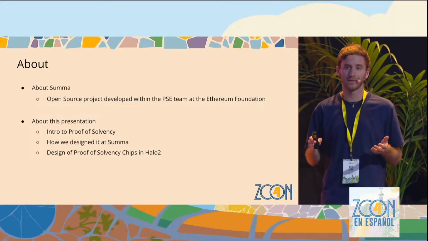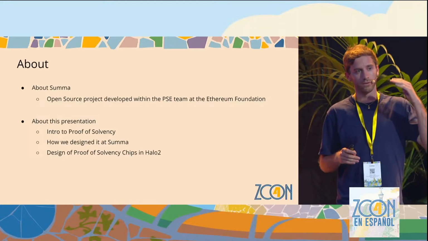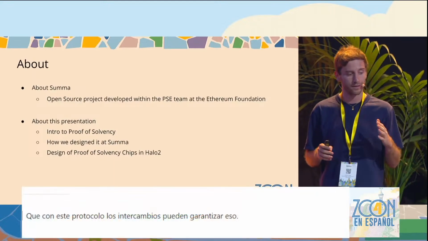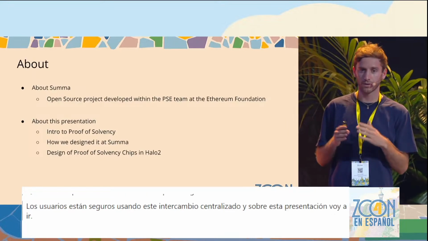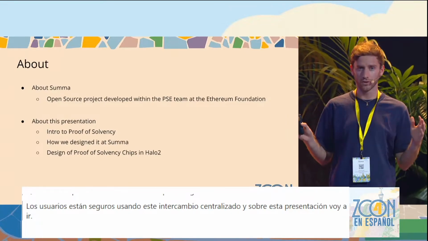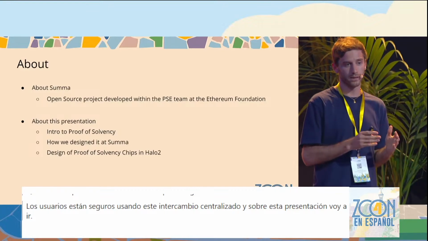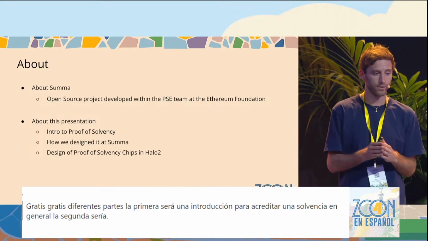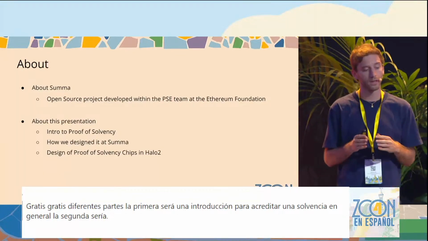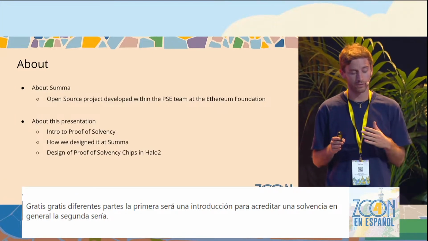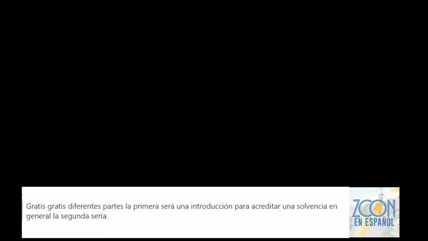And about this presentation, I will go through three different parts. The first one will be an introduction to proof of solvency in general. The second one will be more related to Summa, how we build proof of solvency. And the last one will be more related to Halo2. In particular, we are going to go through the design of a few chips, let's say the smallest components of the circuit that we use in Summa. So let's start with the intro to proof of solvency.